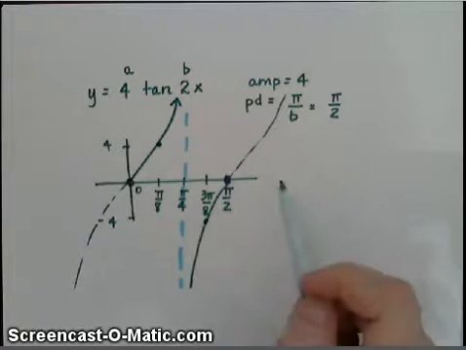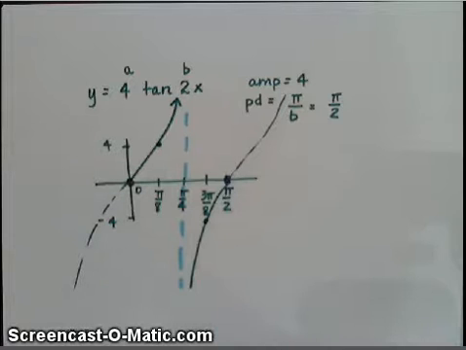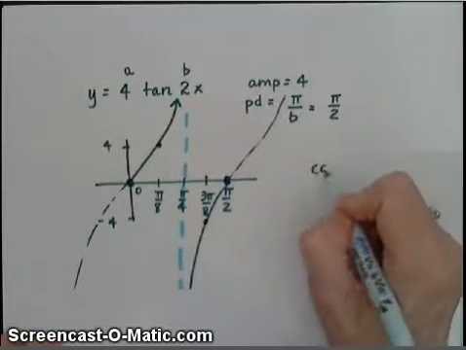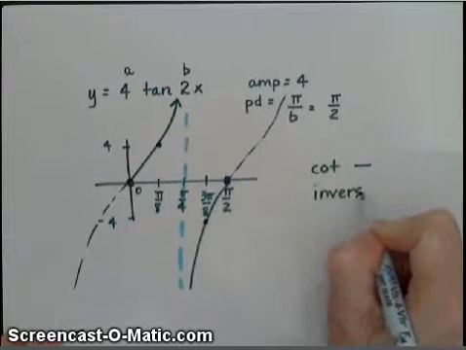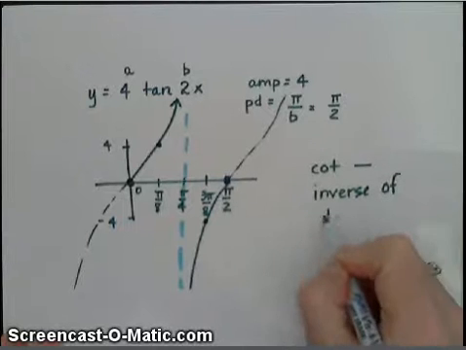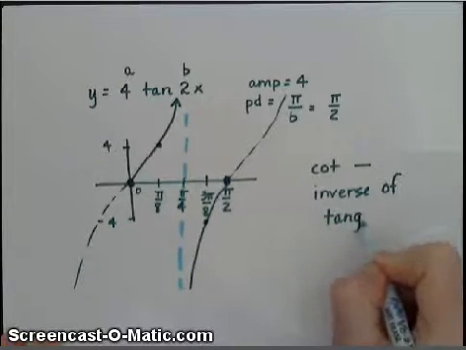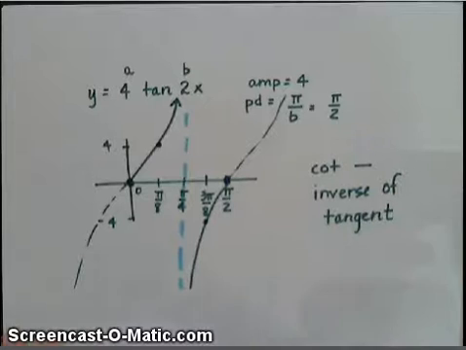Now, while you're looking at this tangent graph, let's talk about cotangent. Cotangent is the inverse of tangent. And so let's think about what that means. First of all, let's have the same period. It'll be pi over b instead of 2 pi over b. But where tangent goes up, cotangent will come down.